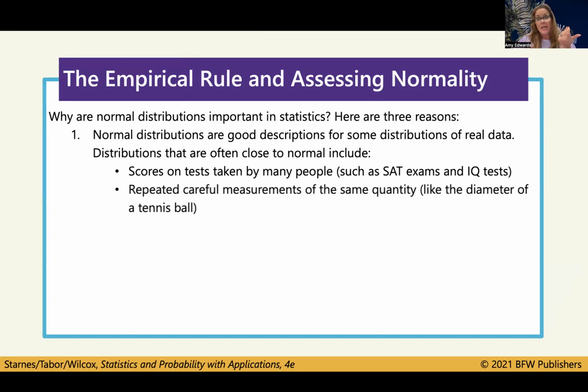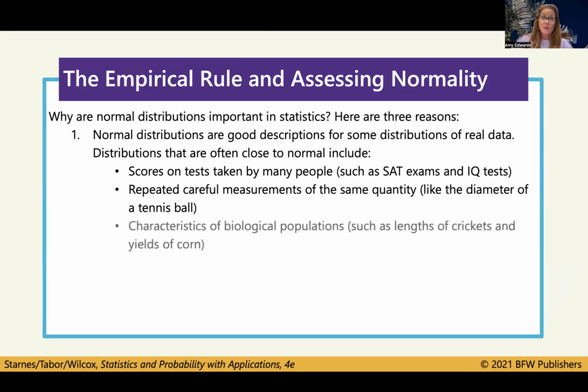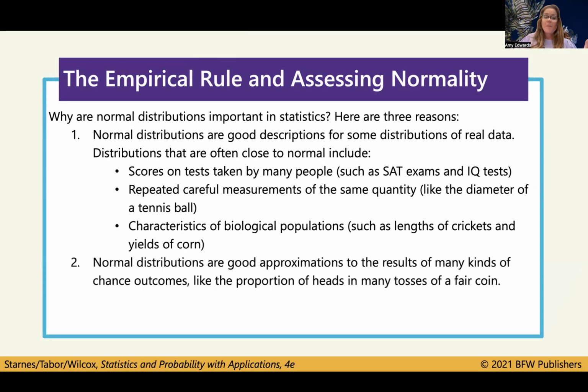If you are measuring the same thing over and over again, like here they say a diameter of a tennis ball. Characteristics of biological populations, like we actually do height and weight at ages, male, female, things like that. It could be yields of corn, it could be crickets. And normal distributions, the second reason, they are good approximation to the results of many kinds of chance outcomes.